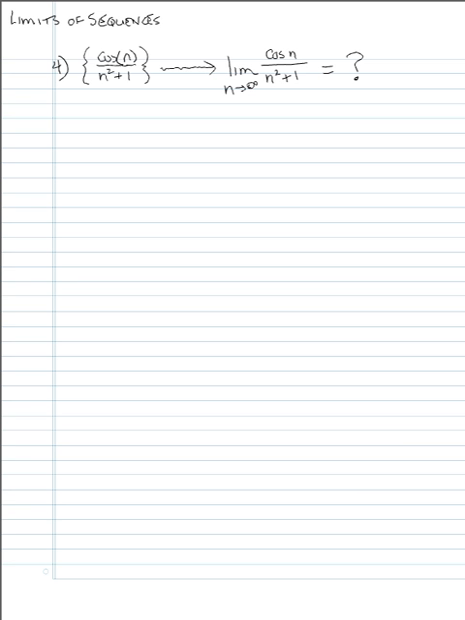So here is an example of how we use the squeeze theorem. I kind of gave a preview of it by the way I described the squeeze theorem. What we can look at is that we know the cosine of n, for any n value, is always between negative 1 and positive 1. Okay? So we know that.